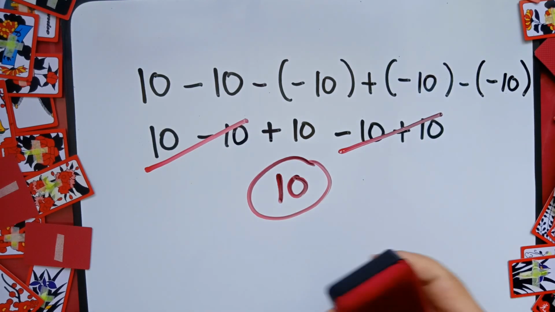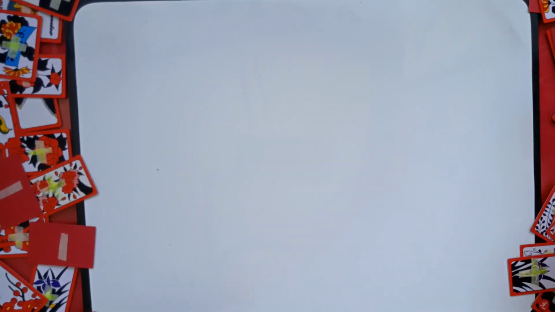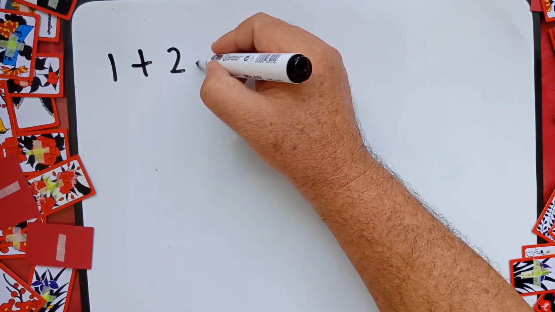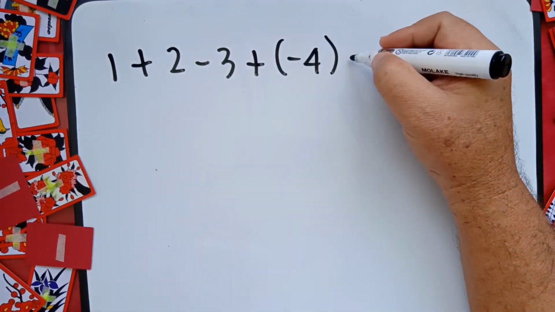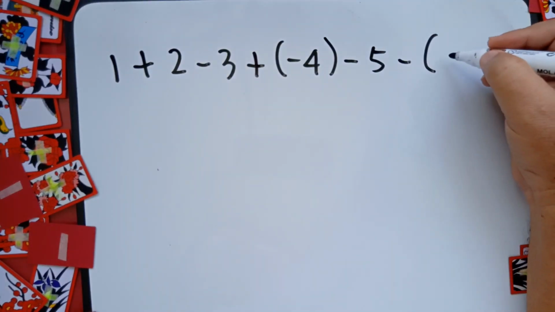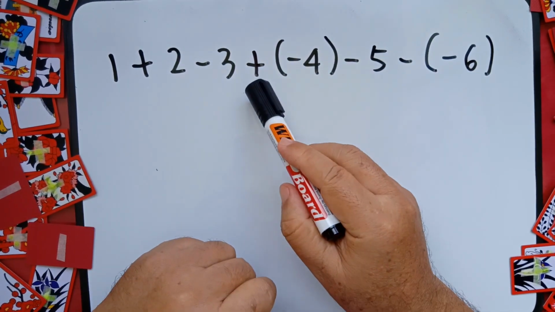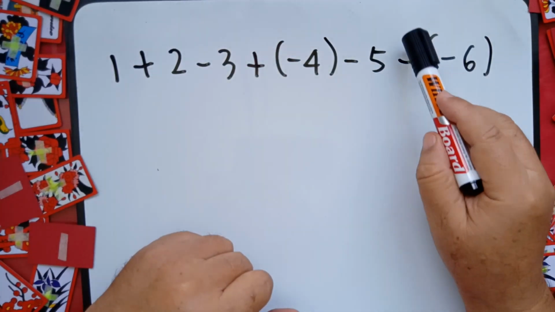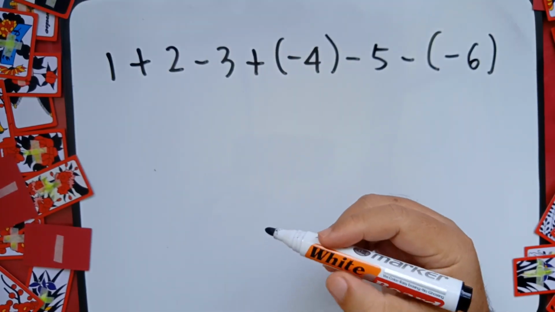Okay, next. 1 plus 2 minus 3 plus negative 4 minus 5 minus negative 6. Okay, series of numbers again. Plus negative 4, minus negative 6. You have to change the sign of the subtrahend, then proceed to addition. Okay, my technique. I will show you my technique.